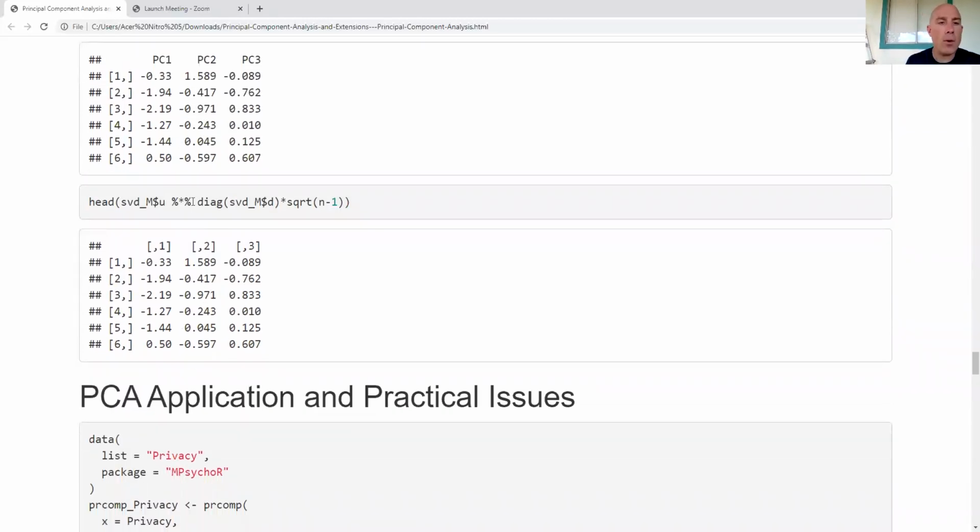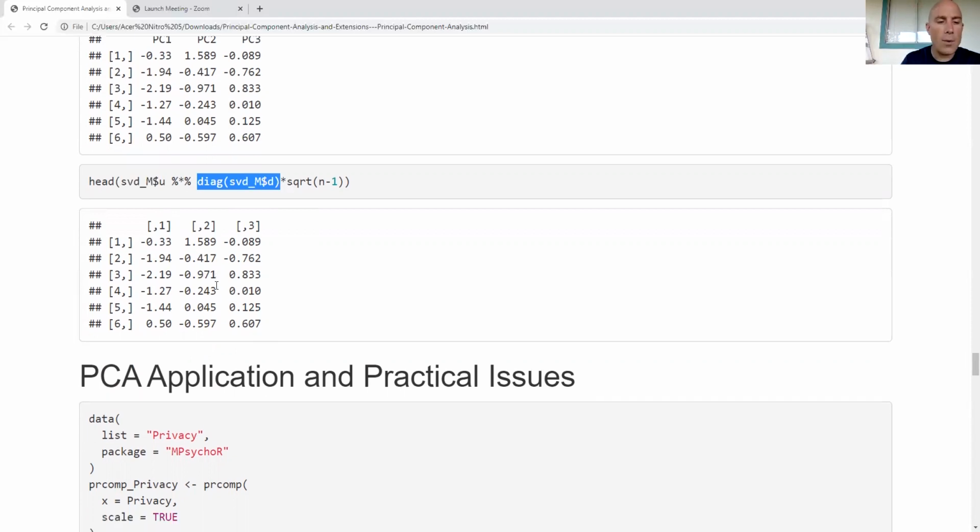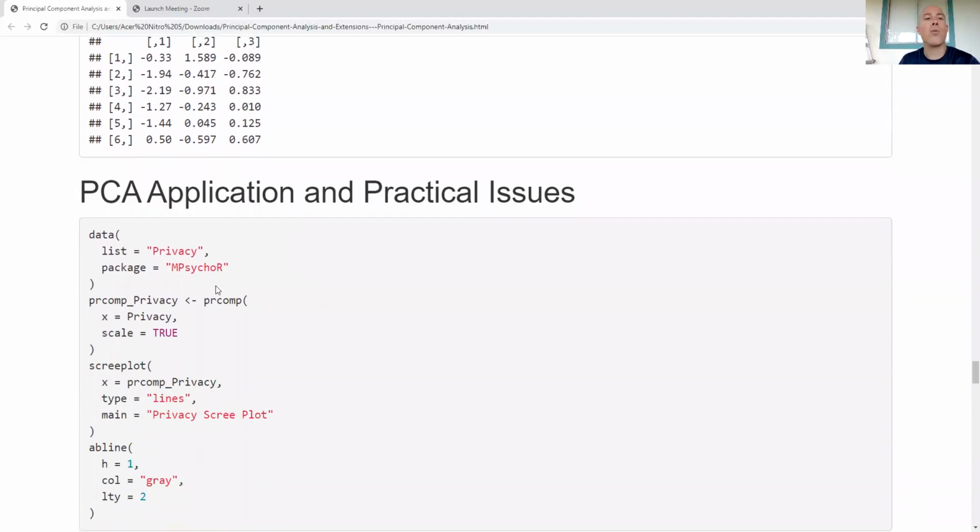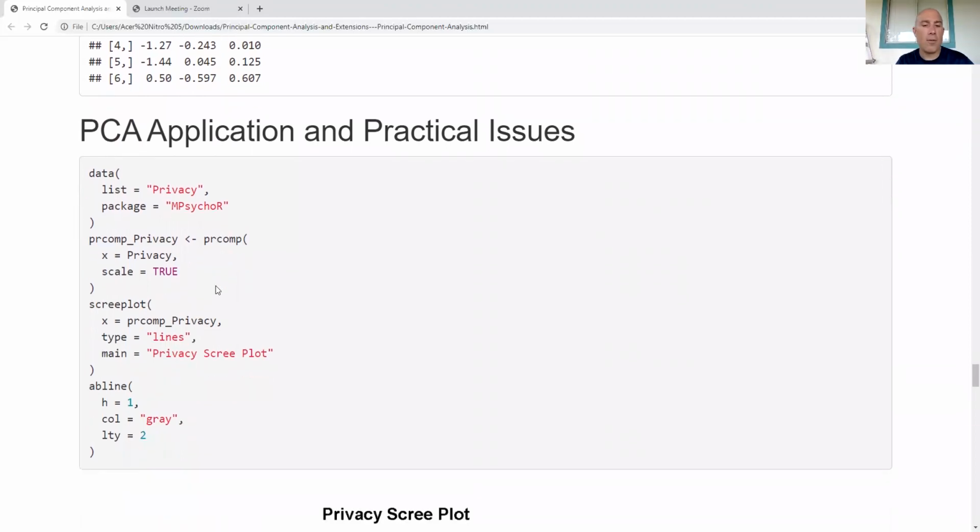And now here is another way to get these principal components, is that I can manually take that U, I can manually take the singular values and compute it myself manually. Don't compute it manually, let the machine do it. All right, so now let's take a look at some practical issues on principal component analysis.